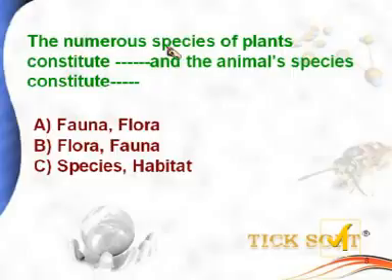The numerous species of plants constitute dash and the animal species constitute dash. The options are option A, fauna, flora, option B, flora and fauna, and option C, species and habitat. See, numerous species of plants constitute flora. Okay, plant species are flora, and animal species are fauna. Okay, so option B, flora and fauna, is the answer.